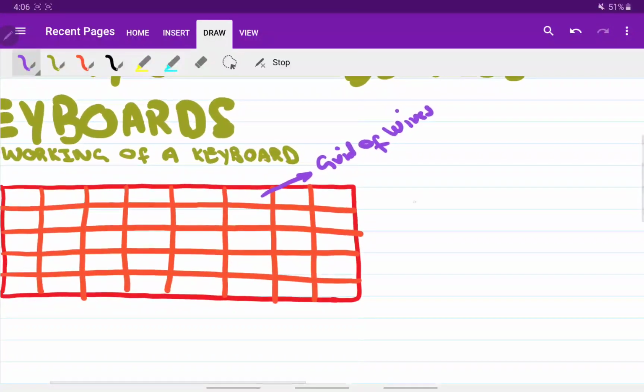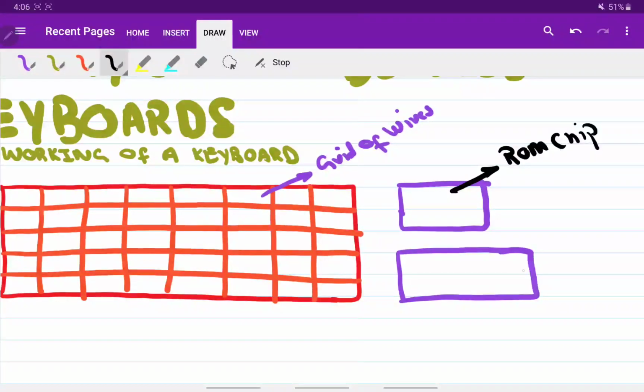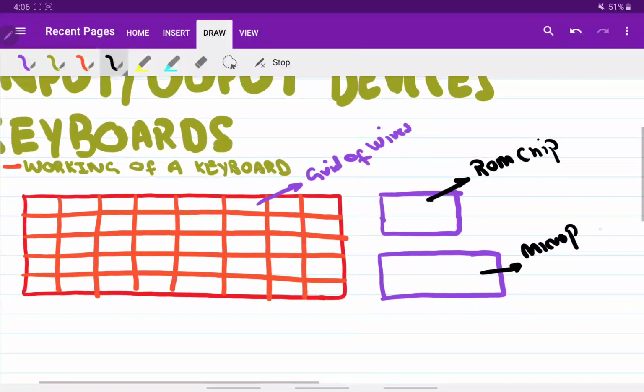Every keyboard has its own microprocessor and a ROM chip. Now I'm going to tell you the purpose of both one by one. This is the ROM chip, and this is the microprocessor. And remember that every keyboard has its own ROM chip and its own microprocessor.